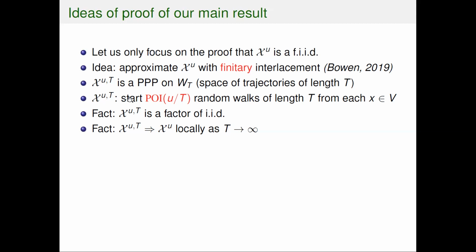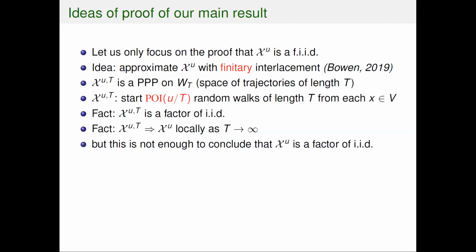So there's this fact that for each finite value of t, finitary interlacement is a factor of i.i.d. And here's this other fact, that this converges locally as t goes to infinity. Let me stress, if you put together these two facts, you still cannot conclude that the limit object is a factor of i.i.d. There are counterexamples: weak convergence does not necessarily preserve the factor of i.i.d. property.